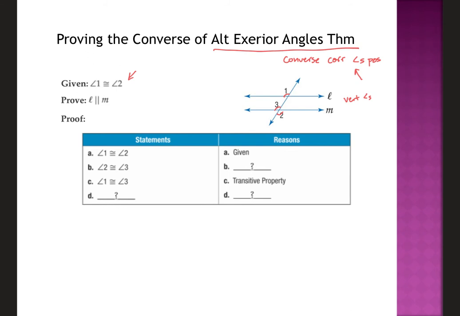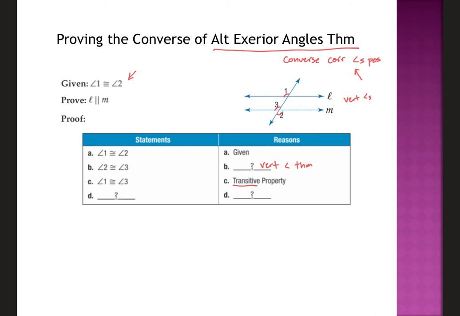There it is. Second statement, I know that angle 2 is congruent to angle 3 because of vertical angles. Well, the vertical angle theorem, to be exact. Next, I know that angle 1 is congruent to angle 3 because of the transitive property. Okay, if 1 is congruent to 2 and 2 is congruent to 3, then 1 must be congruent to 3. Now, it can't be substitution, remember, because there is no substitution property of congruency. Okay, so it has to be transitive.